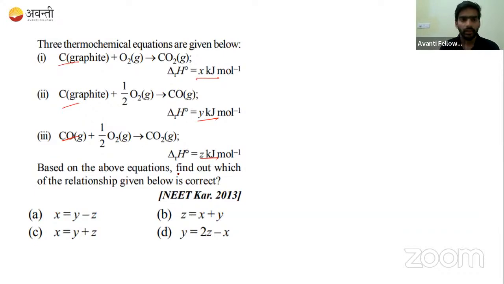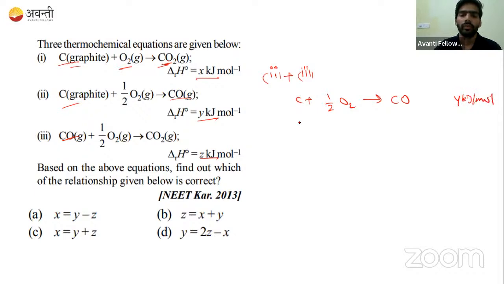Now, if you see here, we are getting CO2 gas, and here it is O2 gas, carbon, and here we are getting carbon monoxide. Okay, so how can we do it? Suppose we add equation 2 and equation 3, what will we get? C plus half of O2 gives us CO, having y kilojoule per mole. And then your third equation, that is CO plus again half of O2, what will it give? CO2. And this is z kilojoule per mole.